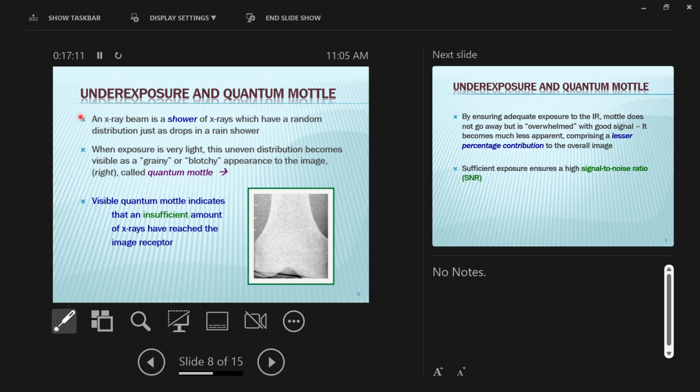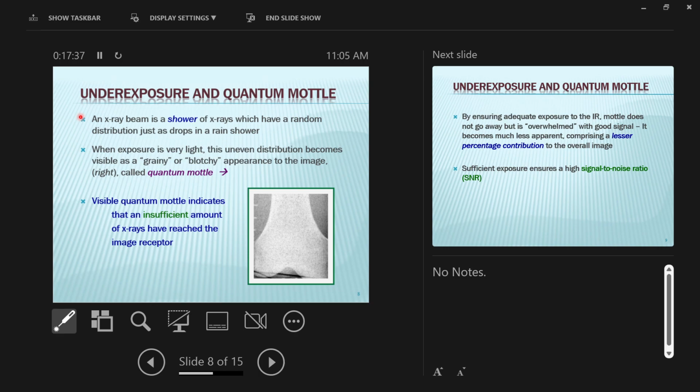All right, so think about the X-ray beam like a shower of X-rays, okay? I gave an analogy last time of raindrops on the sidewalk, right? When there's a dry sidewalk, no rain, there's no exposure of the sidewalk to rain. The sidewalk has not been exposed to rain. As the rain starts, a very light rain, you would notice drip, drip, drip, drops on the sidewalk, right?